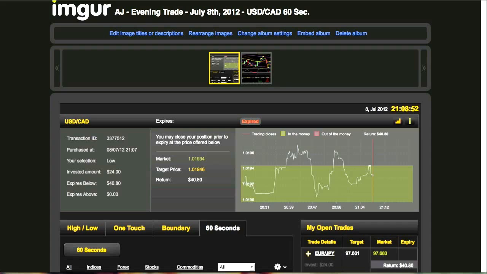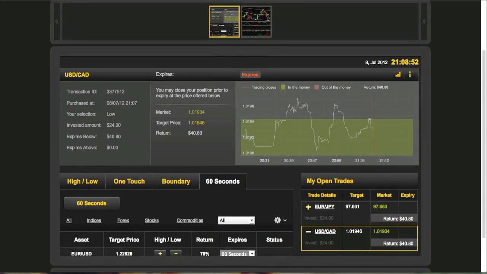My name is AJ, and today I'm going to be showing you a USD CAD 60-second option that I placed on July the 8th, 2012. It was a put option for a market price of 1.01934 with a target price of 1.01946, so just over a 1 pip winner. It was a put option with a $24 investment expiring below for 40.80. And so I'm just going to get into the chart work with you and show you why this was a good trade.